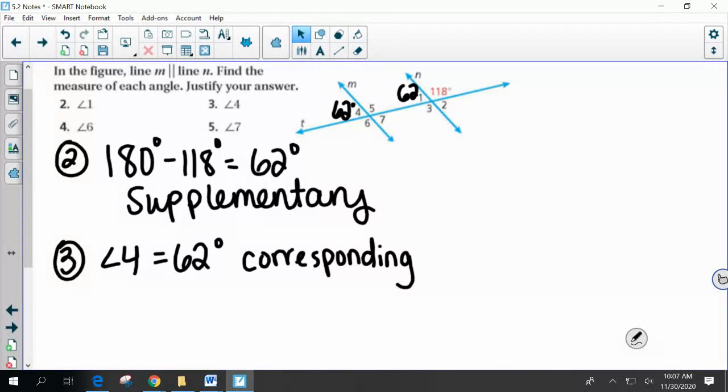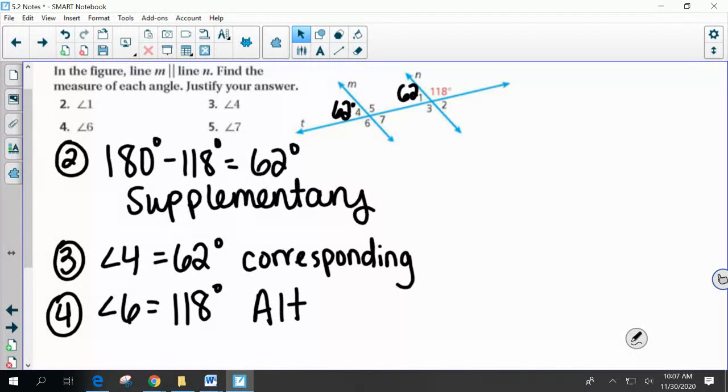Okay, so now number 4 is angle 6. How do we figure out angle 6? It's the same as 1, not the same as 1. It's 5. Same as 118. And if you look at it like a Z, those are considered alternate exterior angles.